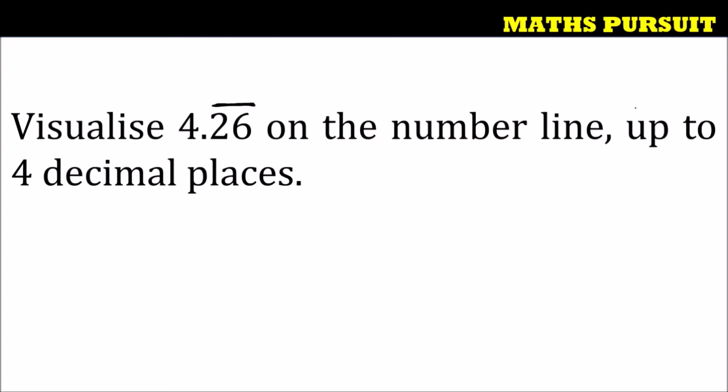The given question is: visualize 4.26 with a bar over 26 on the number line up to 4 decimal places. So guys, the question is asking us to visualize 4.2626 on a number line. Why 2626? Because the question has asked us to visualize the given number on a number line up to 4 decimal places.